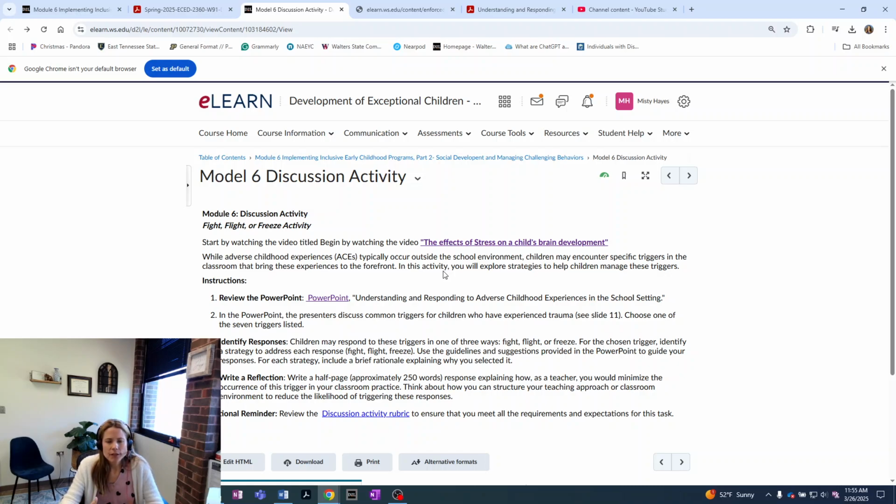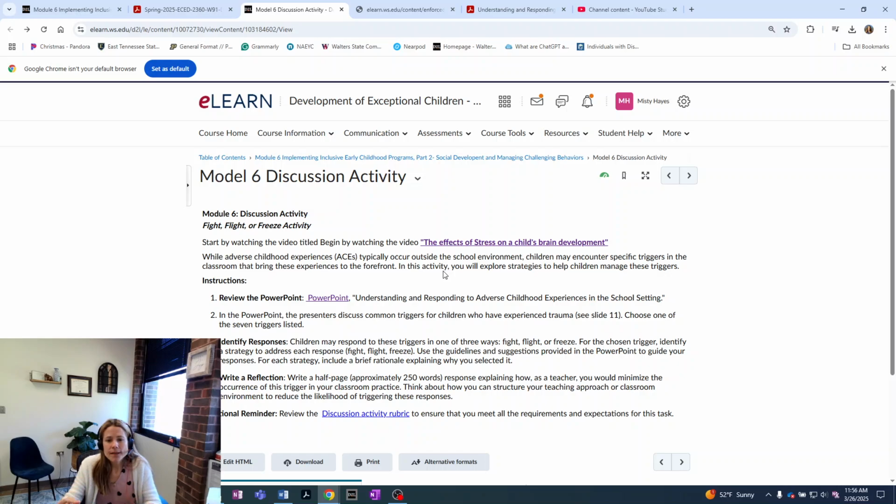When we have adverse childhood experiences, sometimes called trauma, this can typically occur outside of the school environment. So there are children who encounter specific triggers, right? A trigger is something that sets them off, that brings these experiences to the forefront. So think about someone that's traumatized, had a very traumatic experience, and think about it being a little child, right?